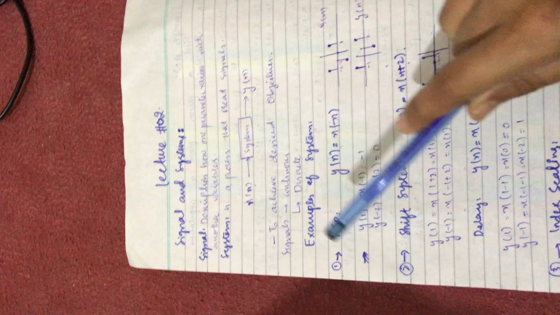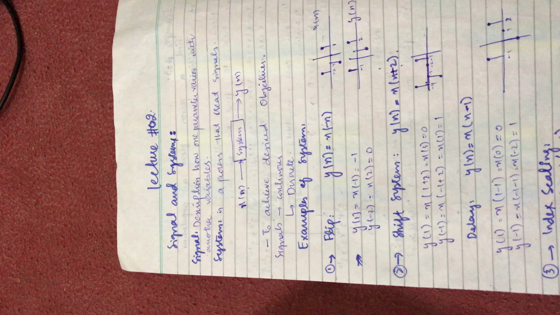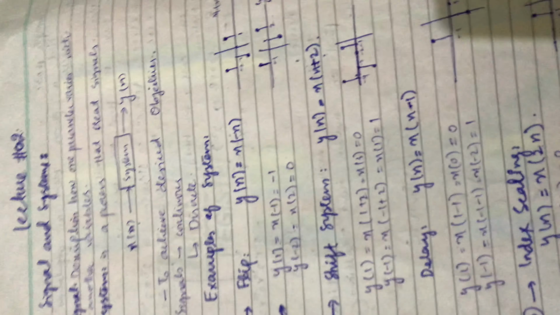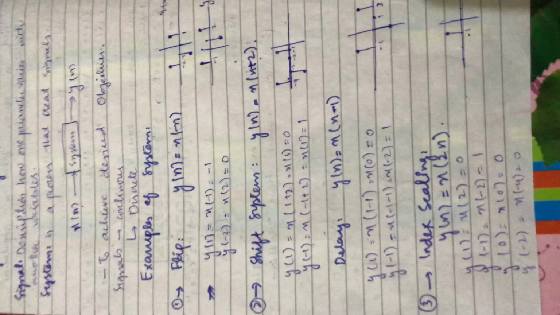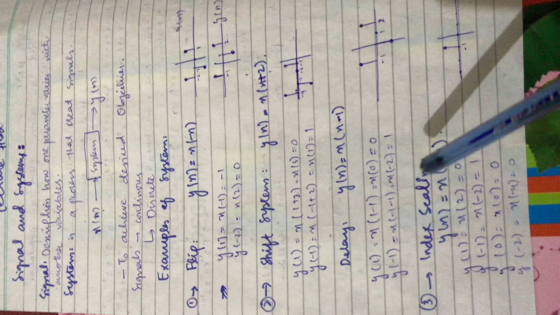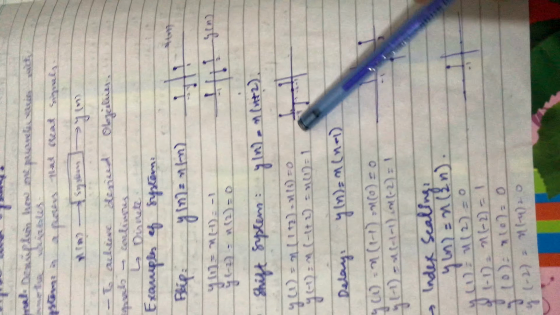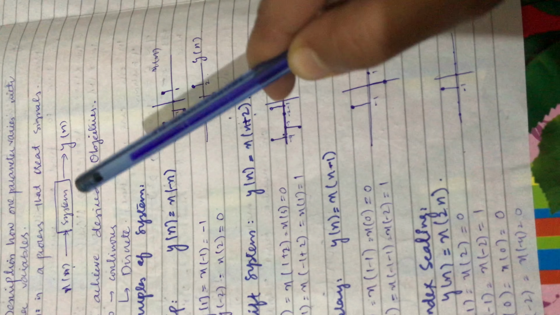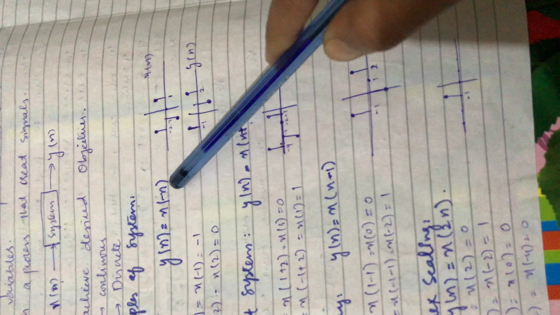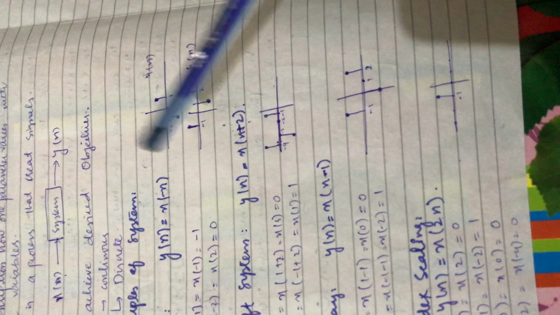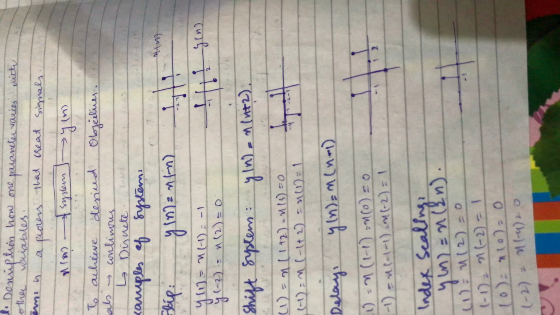Why do we use systems? We use systems to achieve our desired objectives, our desired requirements, and signals can be of two types. They can be continuous or discrete. Here are some examples of systems: the flip system, the shift system, and the index scaling system. In the flip system, when we give an input to this system equation, it will just flip the signal.